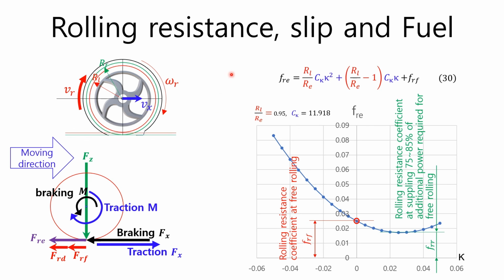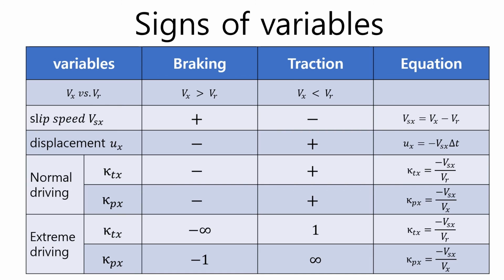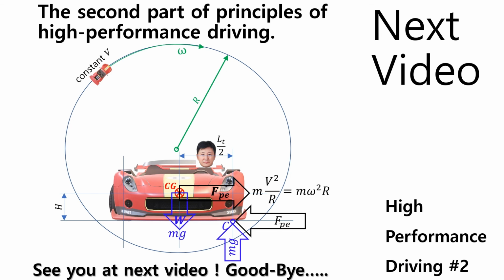If you watch the previous videos, you can easily understand upcoming videos. In the previous video E0058, I explained how the relationship between rolling resistance, longitudinal slip and fuel efficiency is induced in a theoretical formula and their meaning on the graphical representation. Recently, in video number H0059, I explained the meaning of the signs and related expressions for practical and theoretical slips. In the next video, I will explain the second part of principles of high-performance driving.